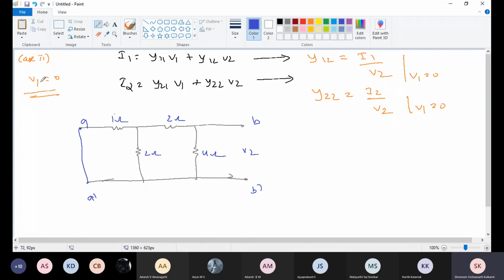Here V1 is shorted because I'm writing the equation for V1 equal to 0. Okay.